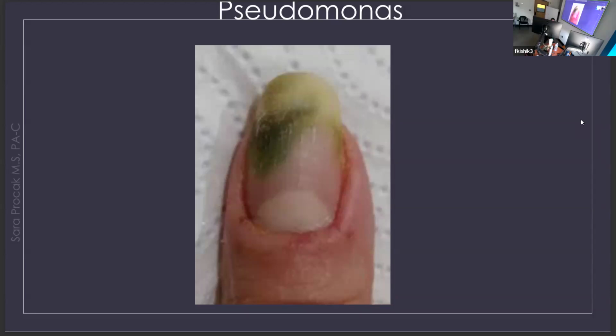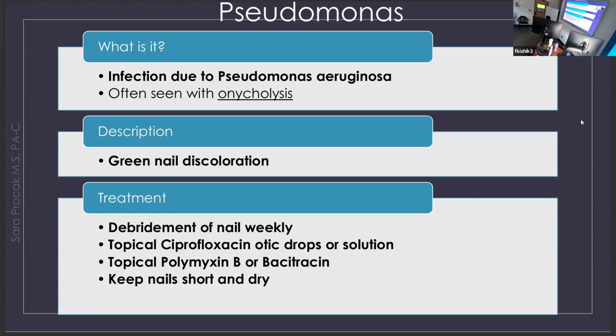Treatment for green nail syndrome is keeping the nails short and keeping them dry. And then there are certain topicals that you can use. Usually they have to be used for about a month, so treatment takes a little while. One of your options would be polymyxin B or bacitracin, applied 2 to 4 times a day for the duration of that month to the nail. Another option would be ciprofloxacin.